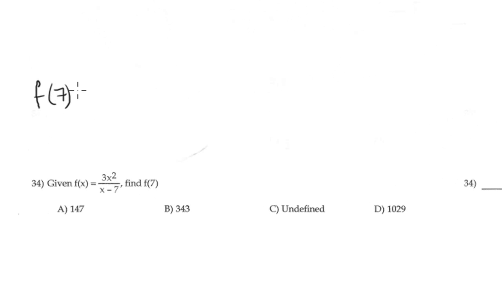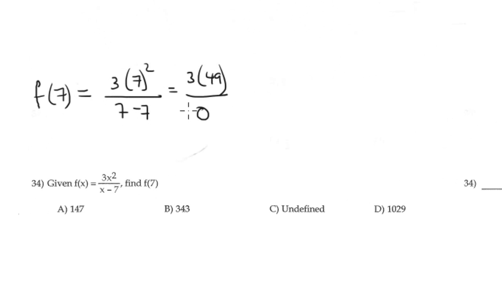Okay, the last is if we evaluate at 7, it's 3 times 7 squared over 7 minus 7. This is 3 times 49 divided by 7 minus 7, which is 0. Wow, when you divide by 0, it is always undefined. Undefined is the answer, C.